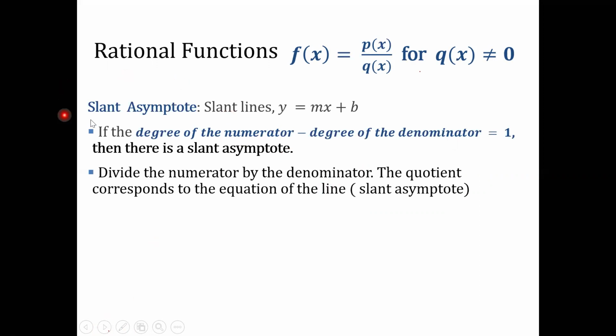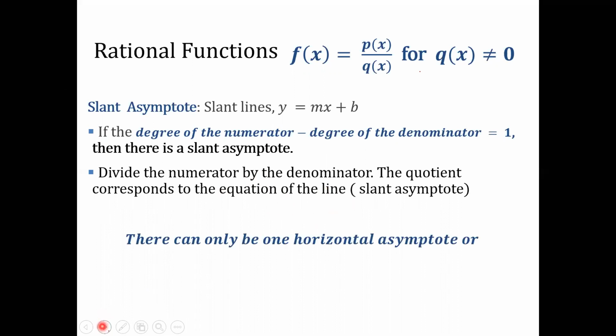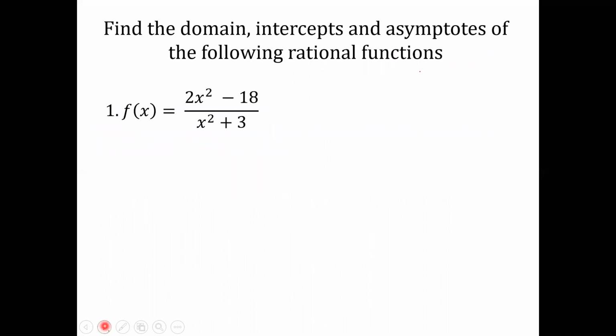How do we look for the slant asymptote? We simply divide the numerator by the denominator. The quotient corresponds to the equation of the line of your slant asymptote or oblique asymptote. Please remember, there can only be one horizontal asymptote or oblique asymptote, but never both.